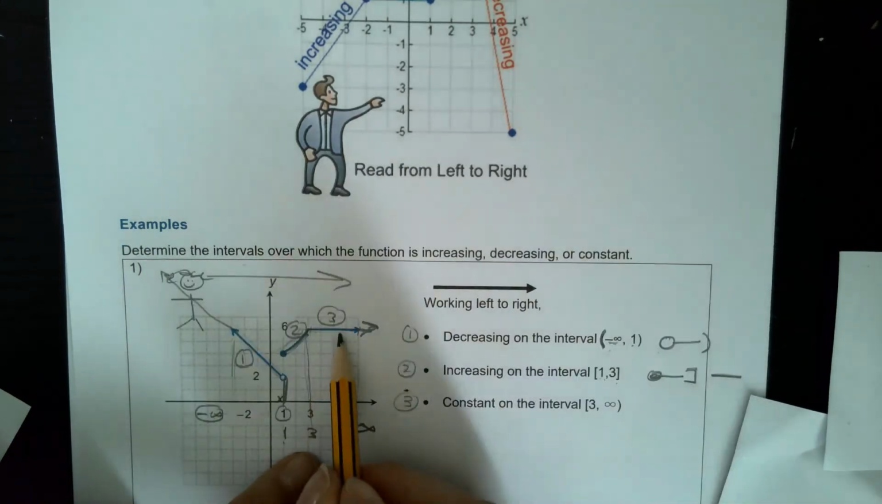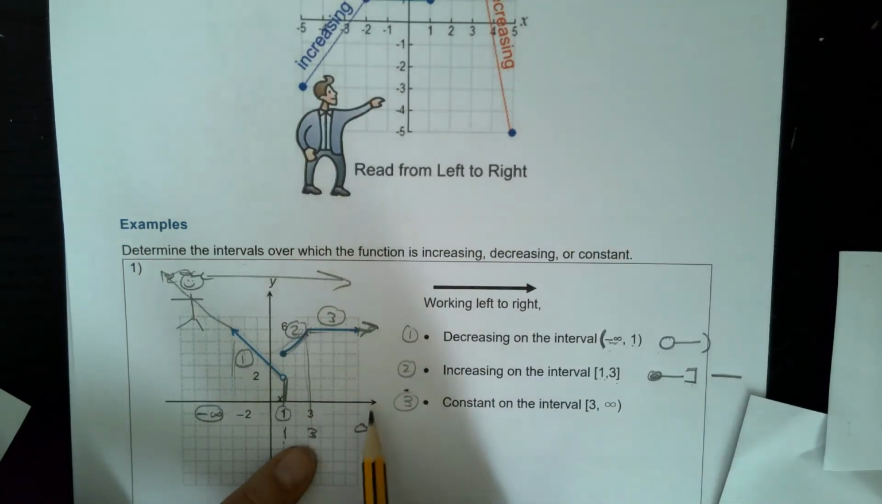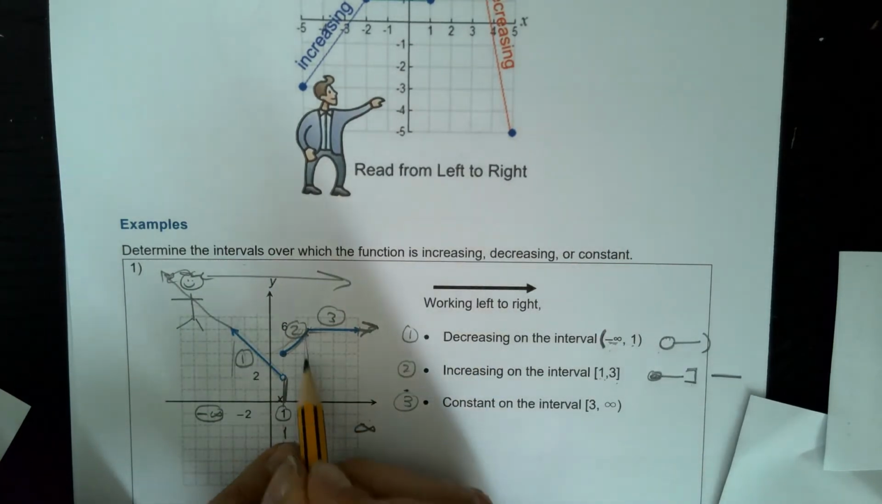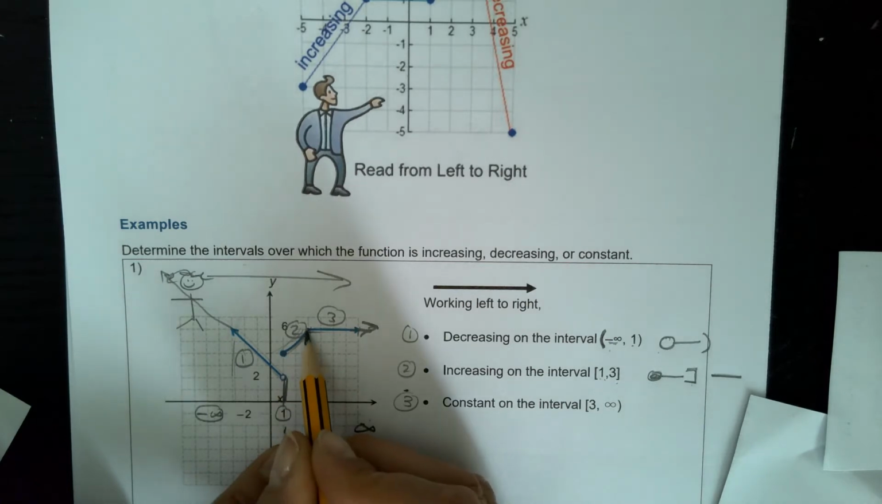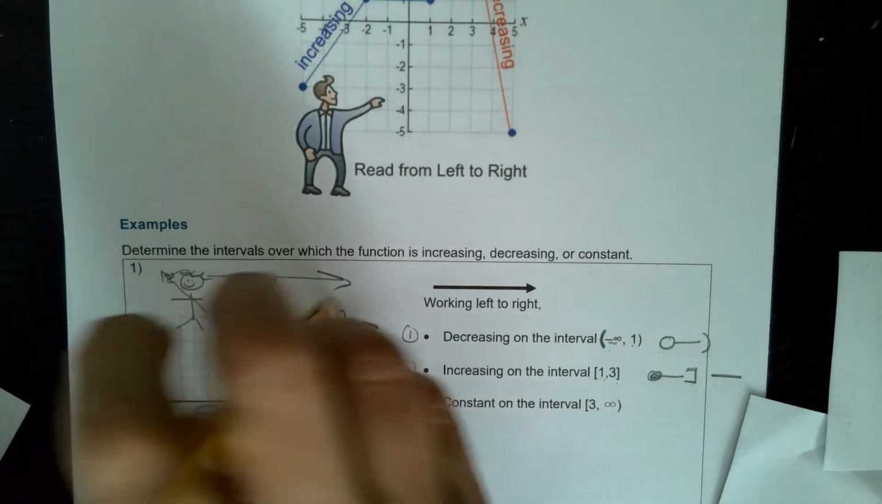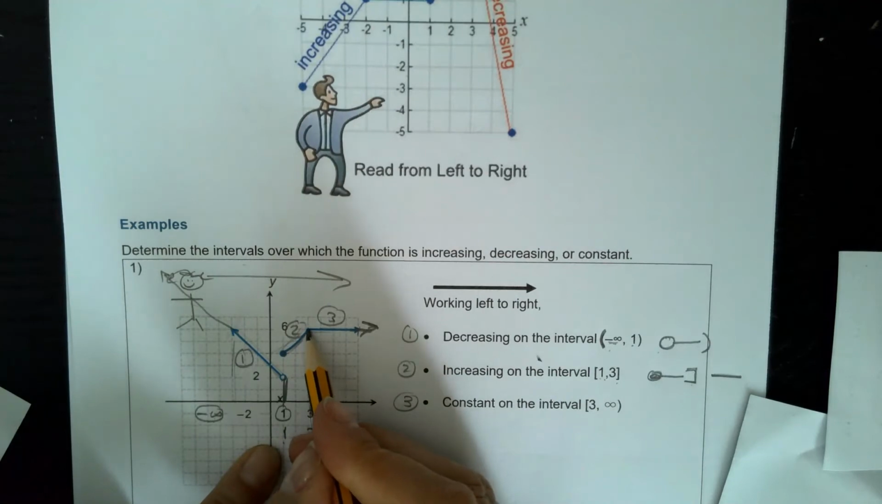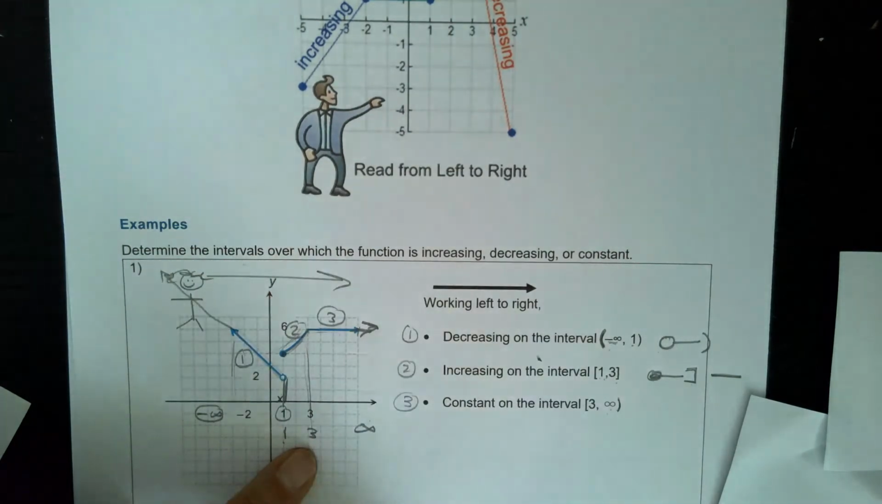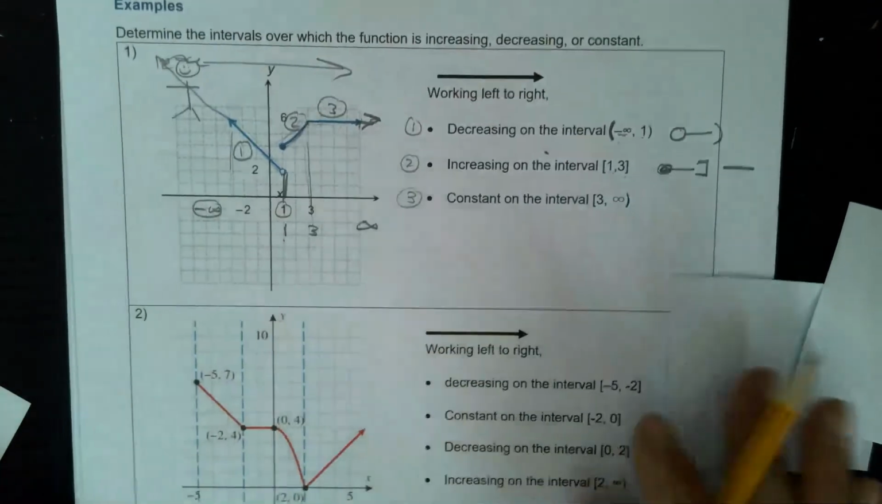Now the third part goes from 3 to infinity. And we use a square bracket again at 3 because there's no open or closed circle. It's just a line. And so it shows that it can be equal to 3. And infinity always has a round bracket. Okay? Next one.